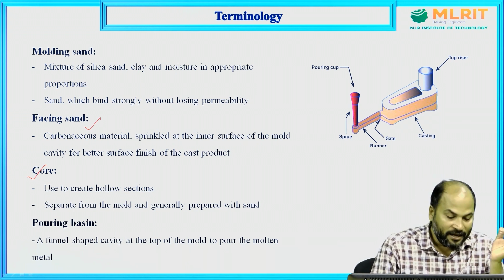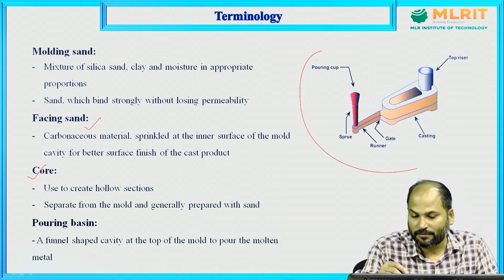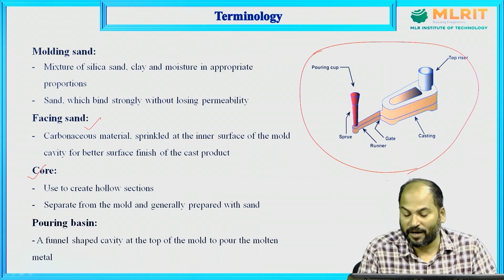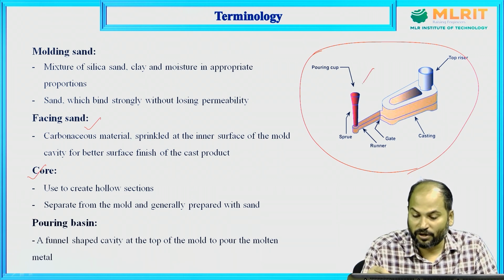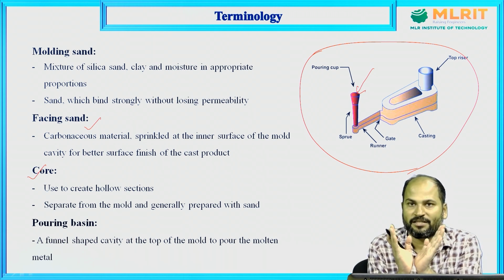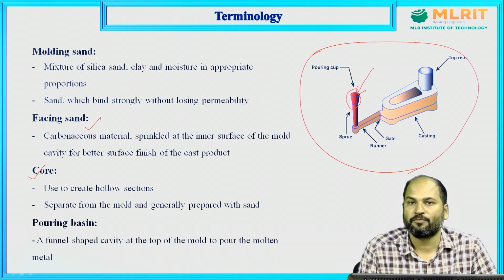Okay. Next one is pouring basin. Just see this diagram of the gating system. Gating system means all the parts through which molten metal will pass one by one. Here molten metal will be poured. The first part is funnel shaped, just like a funnel. You can see the funnel shaped structure at the top. This is known as the pouring basin, the basin in which molten metal is poured.